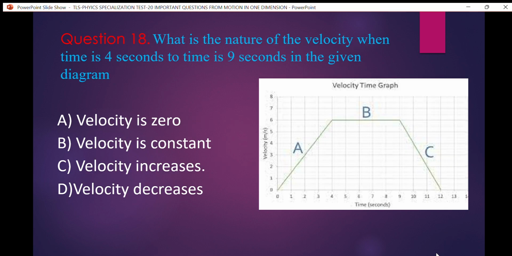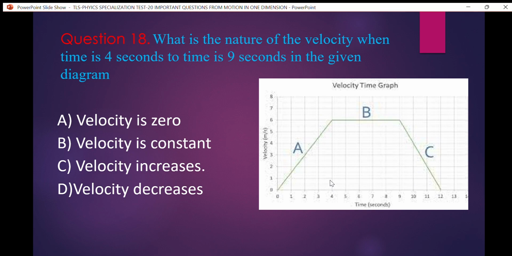All right. So now we have a graphical question. What is the nature of velocity from time 4 seconds to time 9 seconds in the given diagram? In the given diagram, you can see that it's a velocity time graph. When time is equal to 4 seconds, what is the velocity? It is 6 meter per second. When time is equal to 9 seconds, its velocity is again 6 meter per second.